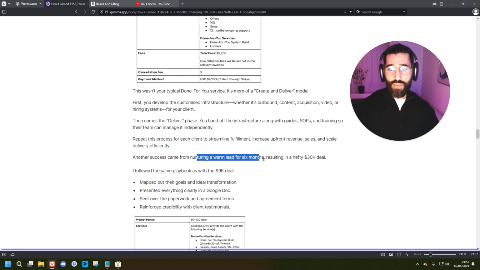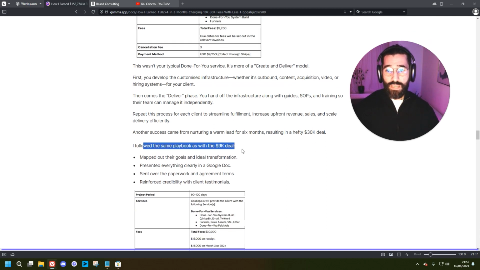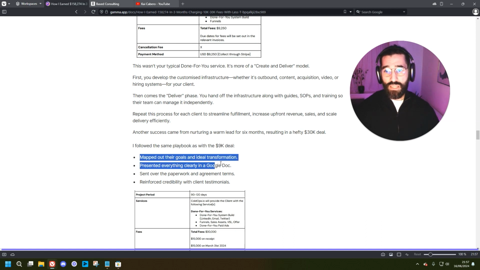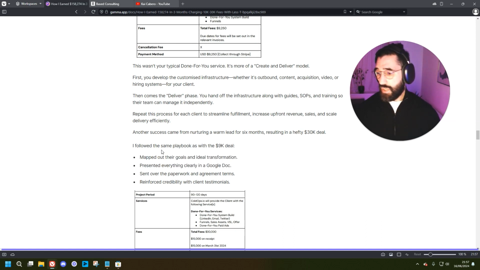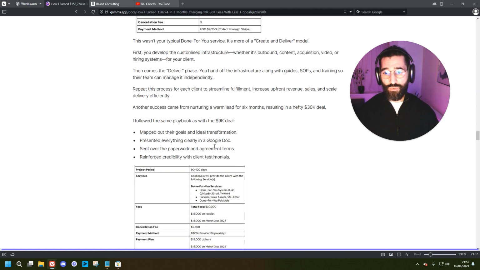And then another success came from nurturing a warm lead for 6 months, resulting in a hefty $30,000 deal. I followed the same playbook as with the 9K deal. I mapped out their goals and ideal transformation. I presented everything clearly in a Google Doc. I sent over the paperwork and agreement terms and reinforced credibility with client testimonials.